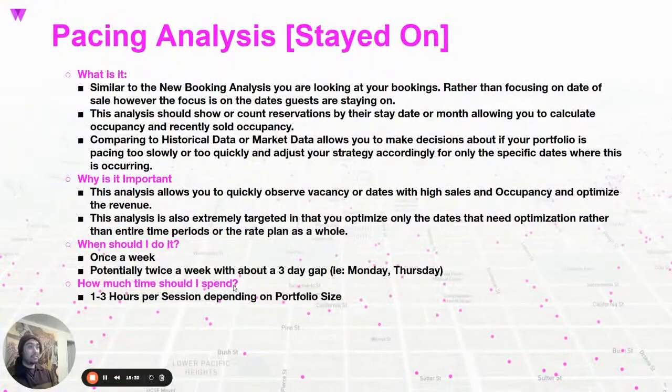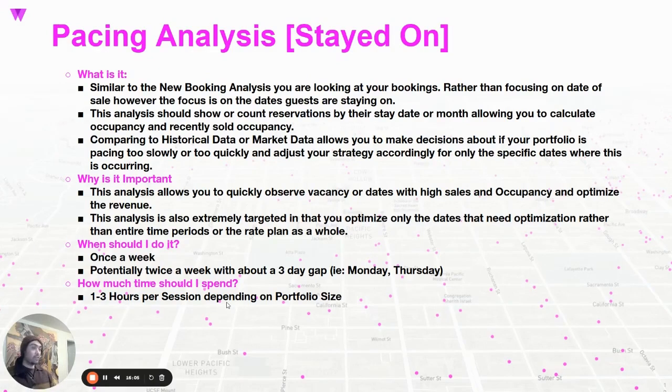Pacing analysis is similar to the new booking analysis in its concept. You're essentially looking at your sales and trying to assess where there is compression. Compression is a hotel term that basically indicates that there's high demand on a date and it's likely to sell out. It results in higher rates. What you're looking for is opportunities in your portfolio to really push your rate because you're seeing sales. You're also looking for vacancy gaps. And the goal of pacing analysis is to have a visualization that allows you to see all this at once.